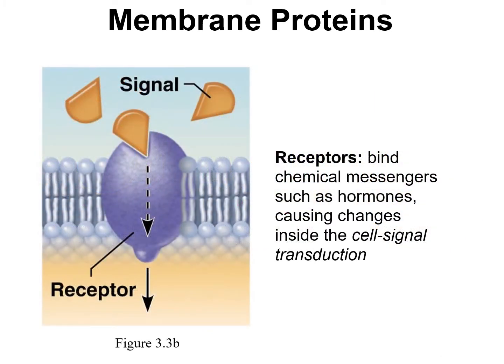Transmembrane proteins can act as receptors. Receptors have a binding site on the extracellular face of the plasma membrane. And when a chemical messenger, such as a hormone or a cytokine, comes along, it binds to the receptor. This binding changes the shape of the protein, which then leads to changes in chemical reactions occurring inside the cell. This is called cell signal transduction.